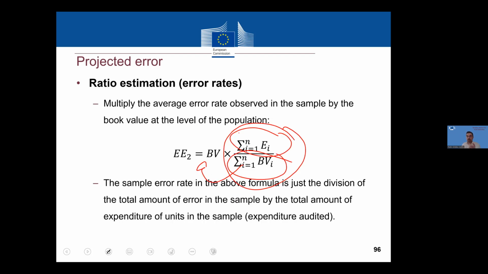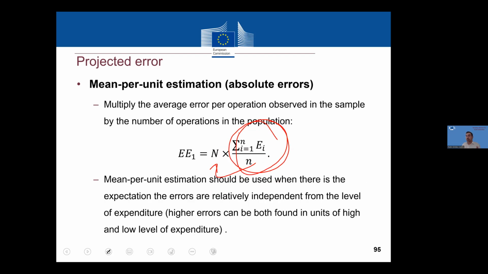But ratio estimation is basically calculating the error rate in the sample, okay? So dividing the error amount by the total audited expenditure and multiplying by the book value. The other one, as I said, is based on the mean value.